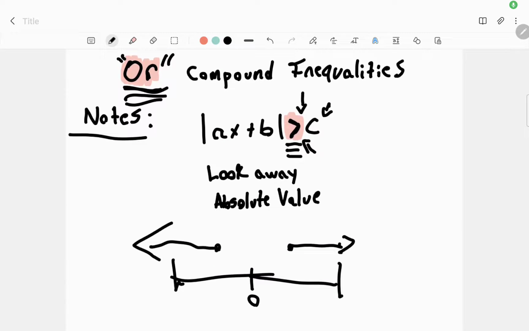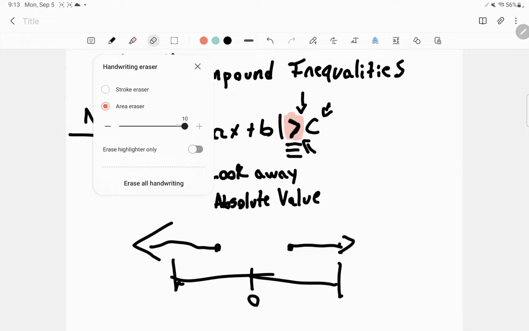Alright guys, so this one's going to be a super fast video. Hopefully I can do it in 5 minutes. So today we're going to be working on OR compound inequalities. And I want you guys, the main thing, you can see the OR and then you can see my inequality highlighted. The reason why I highlighted the inequality is very simple.